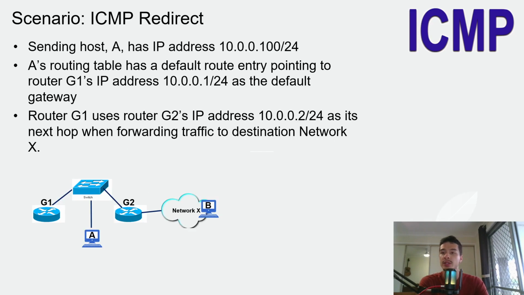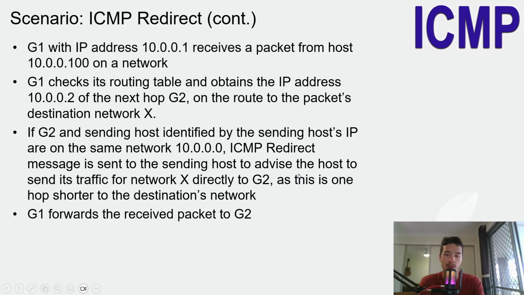Scenario: ICMP redirect. Sending host A has IP address 10.0.0.100/24, which is a class C IP address. A's routing table has a default route entry pointing to router G1's IP address. So router G1 uses router 2's IP address as its next hop when forwarding data to the next destination. So it's a redirect. Yeah, that's basically what's happening there.